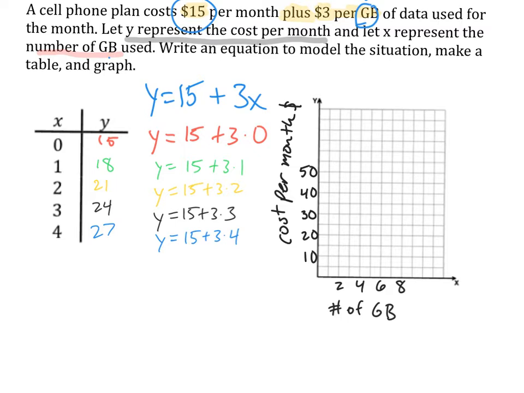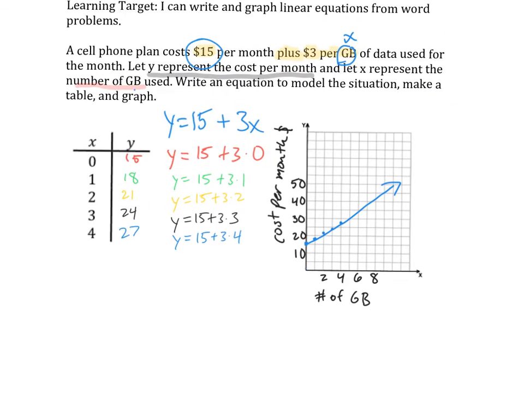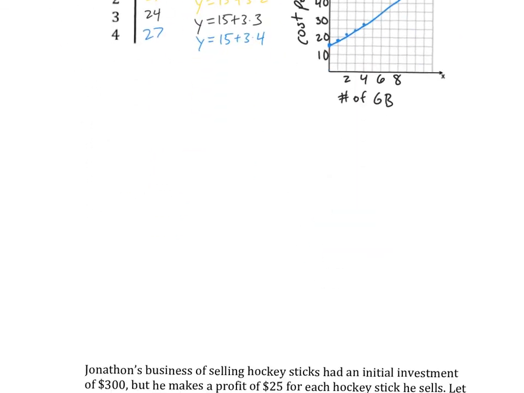Now we just want to plot all of our points. 0, 15 will go right there, halfway between 20 and 10. 1, 18 will be a little closer to 20. 2, 21, just right above 20. 3, 24, just under 25. And 4, 27, a little bit closer to 30. Then I've plotted all those points, and I can connect them with a line. There we go, that's my graph to show the cell phone plan cost.